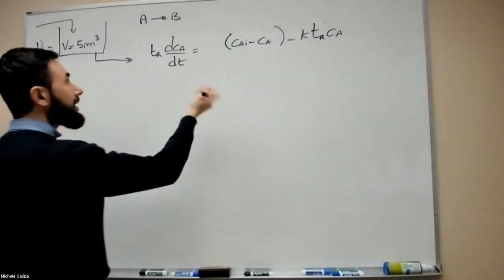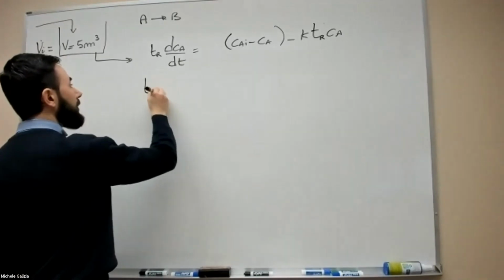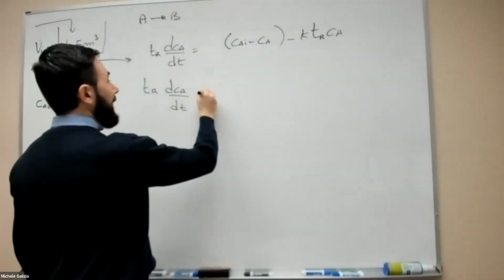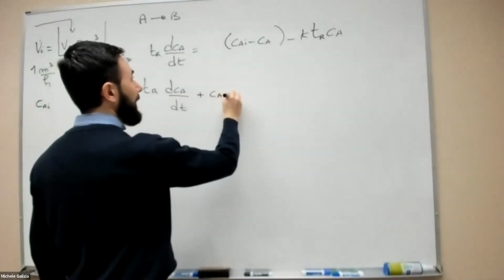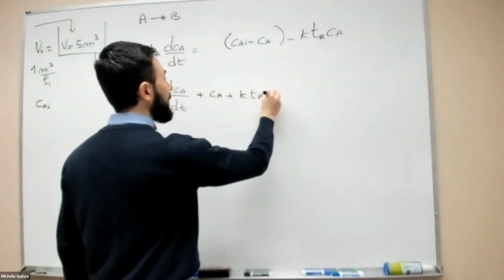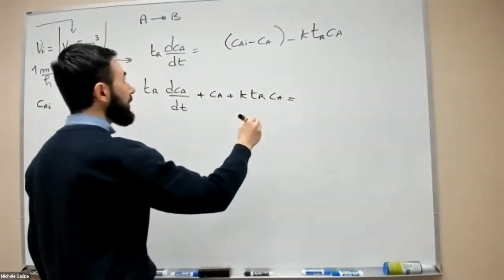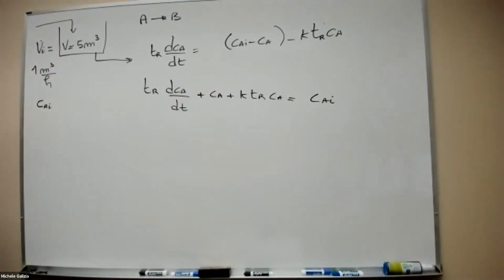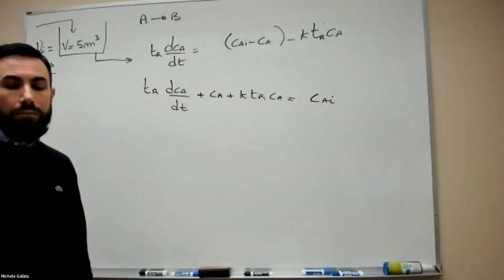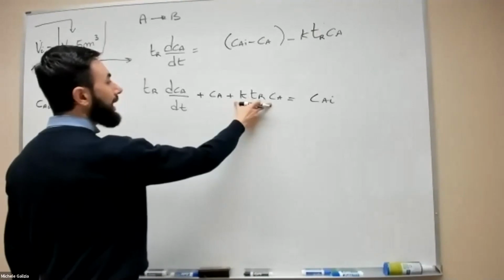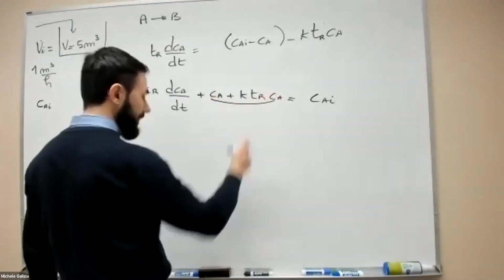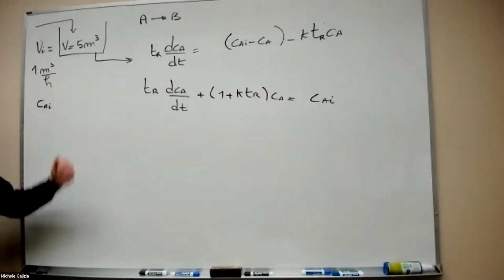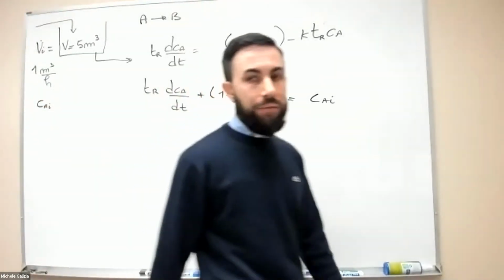Now we can write this in a more standard form: TR dCA/dt plus CA plus K TR CA is equal to CAI. Makes sense for everyone? Yes. We can lump together these two terms, and now this differential equation is written in the standard form.